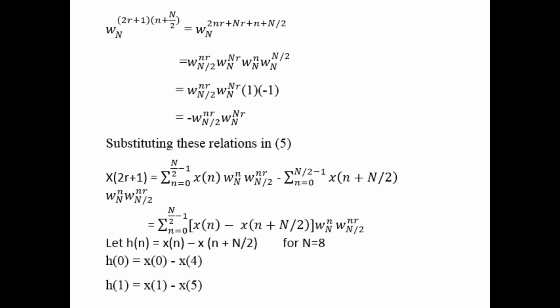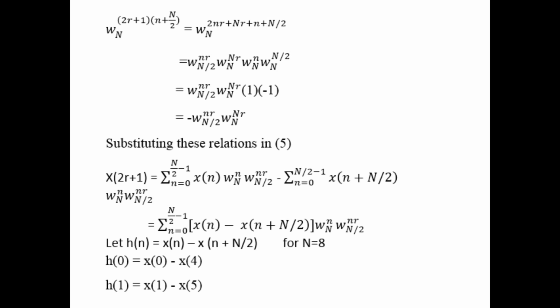Substituting these relations in equation number 5, we get x of 2r plus 1 is equal to summation n is equal to 0 to n by 2 minus 1 x of n into omega n of n into omega n by 2 of nr minus summation n is equal to 0 to n by 2 minus 1 x of n plus n by 2 into omega n of n into omega n by 2 of nr, which is equal to summation n is equal to 0 to n by 2 minus 1 x of n minus x of n plus n by 2 into omega n of n into omega n by 2 of nr.